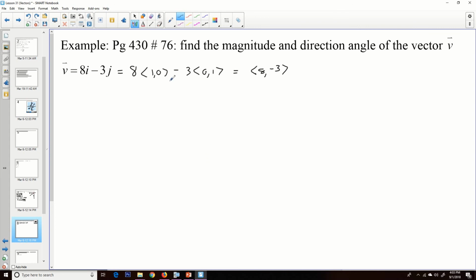Now, we don't have to do this all the time. We can just say, okay, 8 and then negative 3 and go right there. And that'll make it easier. So we want to find the magnitude and direction angle of that vector.